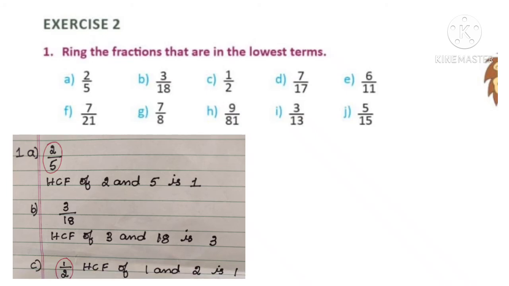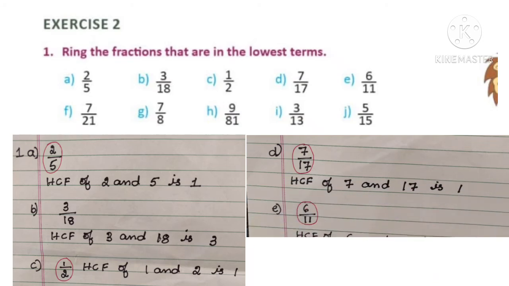B, the second one, 3 by 18. Here HCF of 3 and 18 is 3. So, it is not in the lowest term. Next, C, the third one, 1 by 2. HCF of 1 and 2 is 1. So, it is in its lowest term.